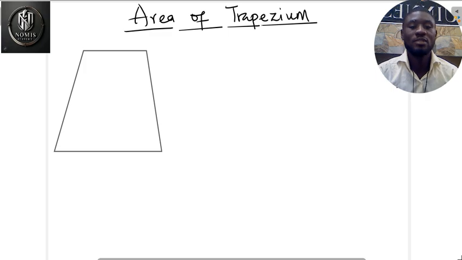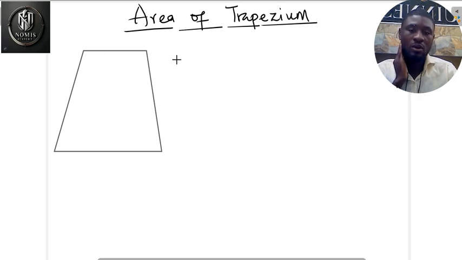In this video, I will be teaching you area of trapezium. The diagram you're seeing on your screen is a trapezium. This is what a trapezium looks like. Something like a triangle, but at the left and the right hand side of the shape is a slant side. Slant sides from both sides. So this is a trapezium.